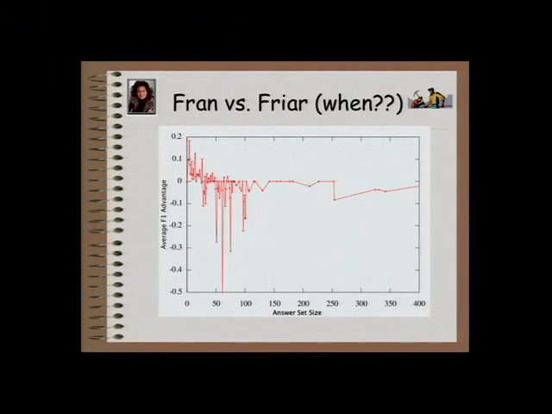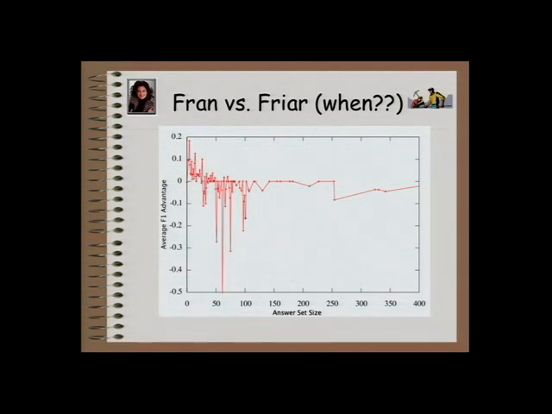So this graph essentially plots the advantage of our approach over Fryer. When does our approach do better than Fryer? And what we discovered was the initial neighborhood size. If the initial neighborhood is large, then Fryer does better. If the initial neighborhood is smaller, then we do better, then Fran does better.